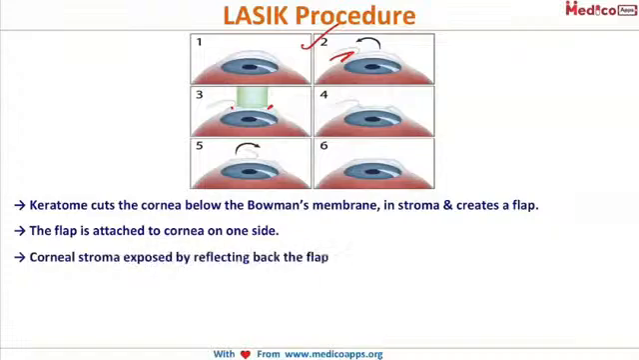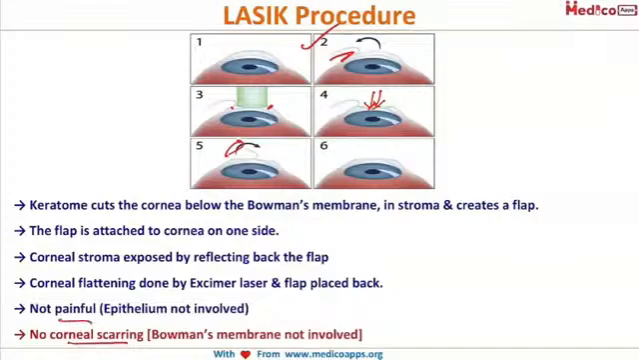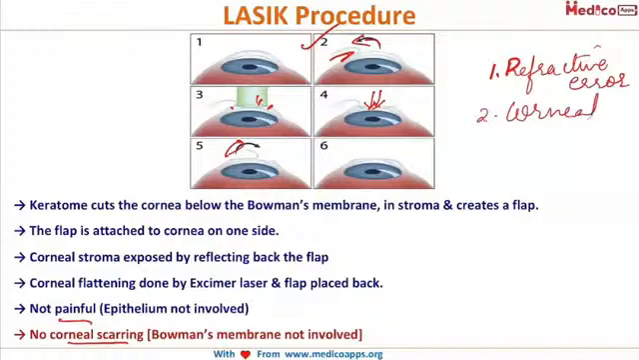Once the flap is reflected back, the Excimer laser is used to ablate the cornea. Once the ablation of the corneal stroma is finished, the flap is placed back into its position and it heals back naturally. So we have seen that it is eliminating the pain and corneal scarring. Is this procedure clear? First you create a flap and you ablate the stroma. How much it should be ablated is decided based on number 1 the refractive error and number 2 the corneal thickness. These two decide how much of the stroma you're going to ablate. Then again the flap is placed back in its anatomical position.